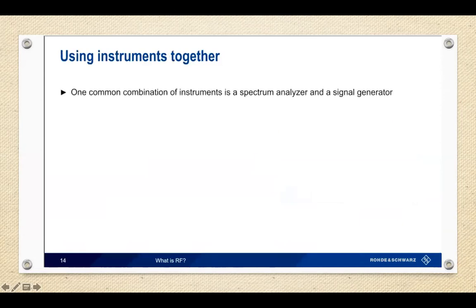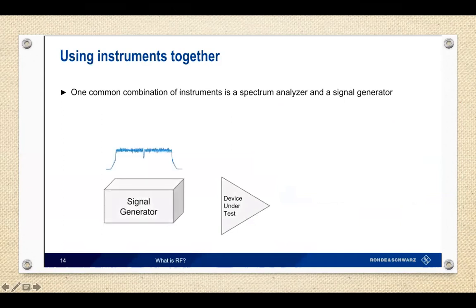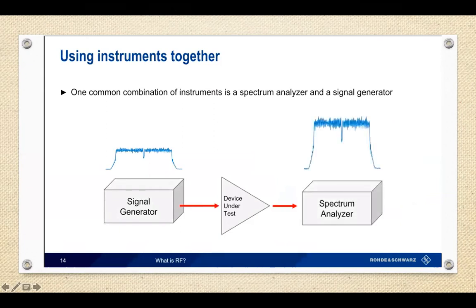A very common combination of test and measurement instruments is a spectrum analyzer and a signal generator. For example, imagine that our DUT, or device under test, is an amplifier. We can use a signal generator to generate a signal that is sent into the DUT. The amplified signal can then be measured and analyzed using a spectrum analyzer.